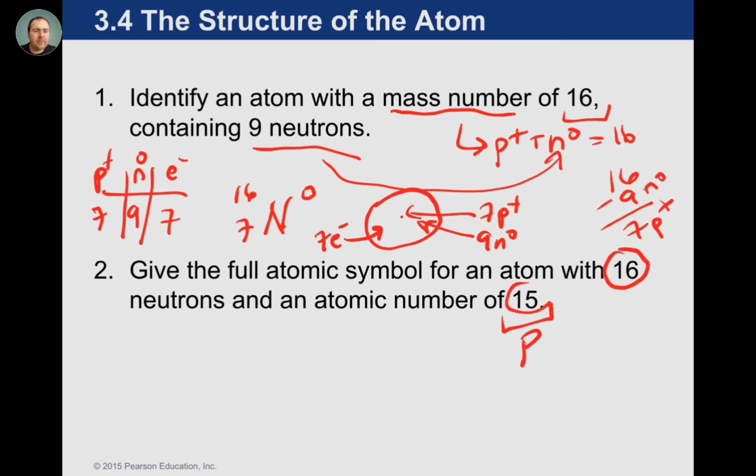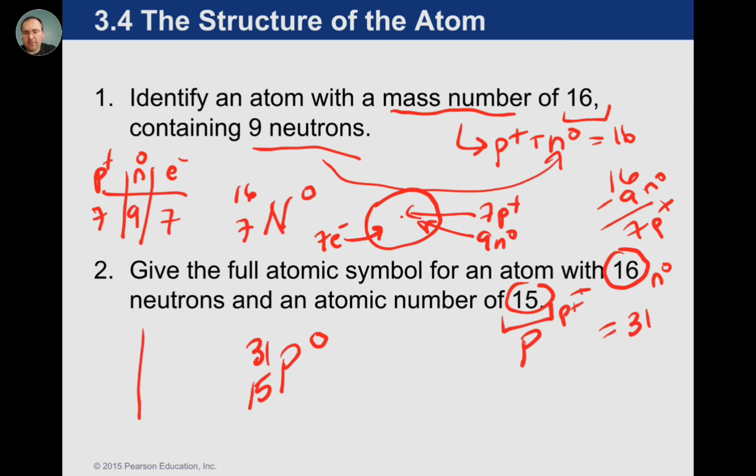So if we take 15 plus 16, so this is 15 protons plus 16 neutrons, that's going to equal 31 mass number. So phosphorus has a mass number of 31, has an atomic number, which was given but also found on the periodic table, of 15. It has no charge because, again, electrons haven't been mentioned, and they won't be until the end of this chapter.